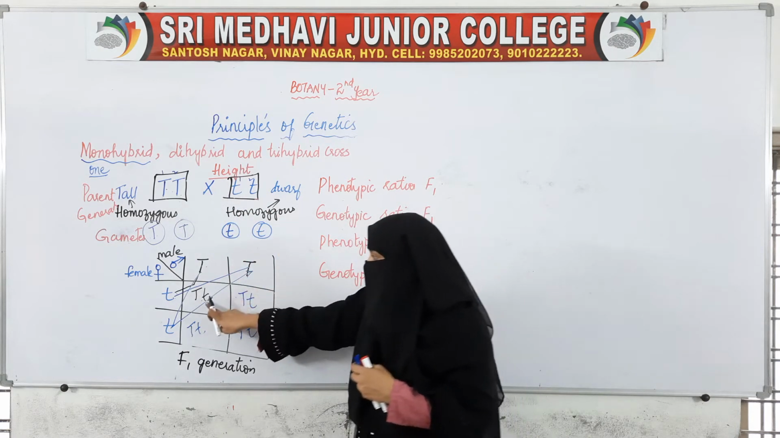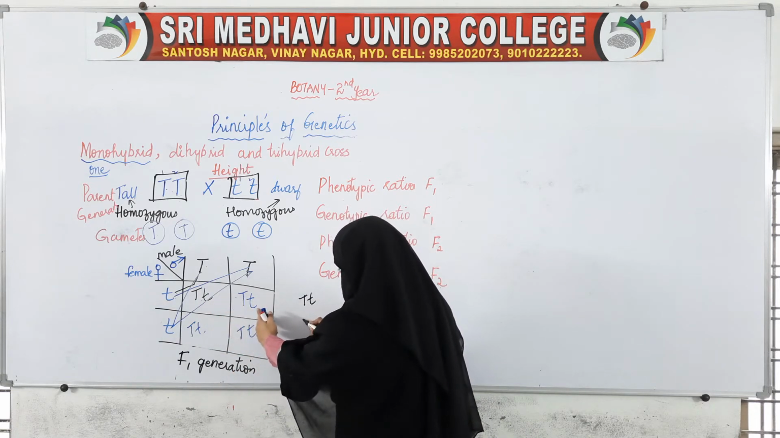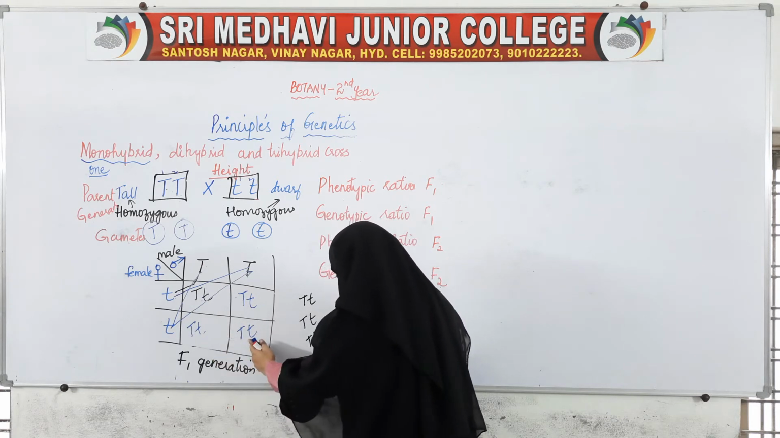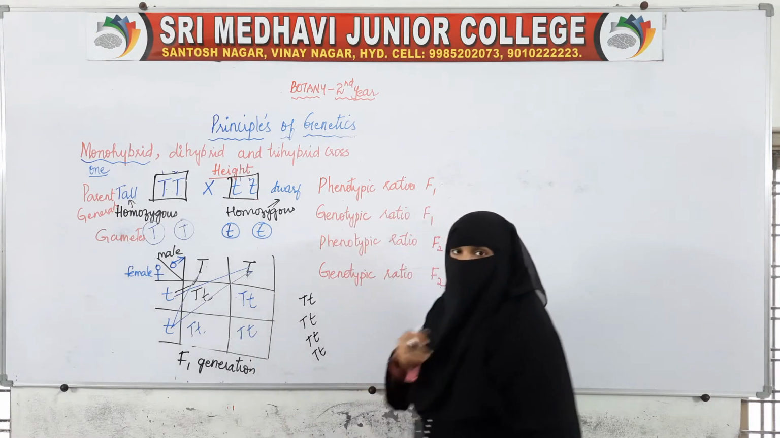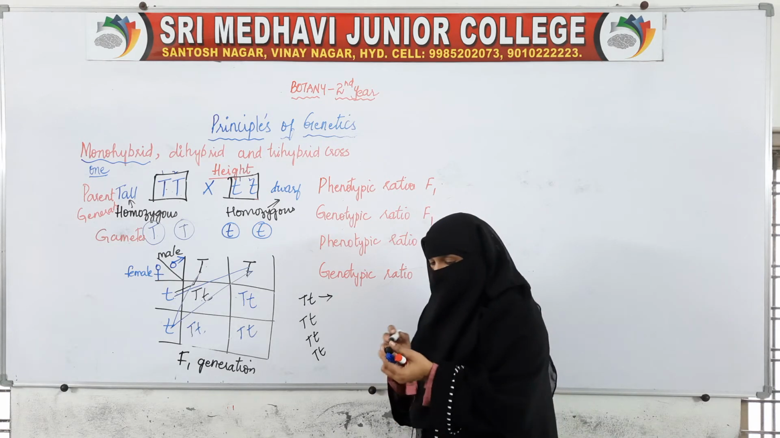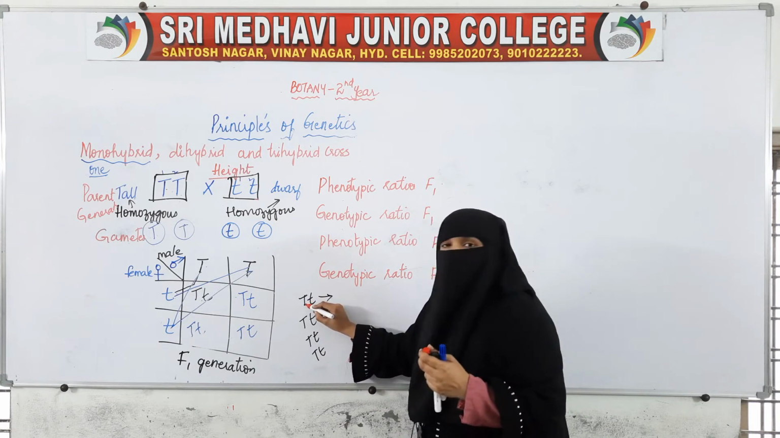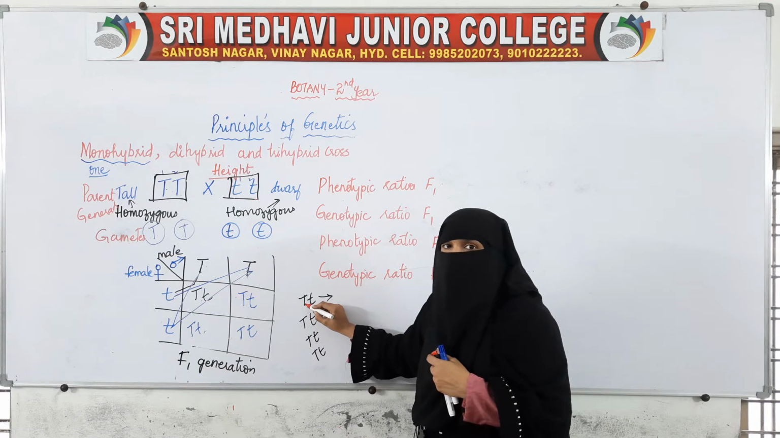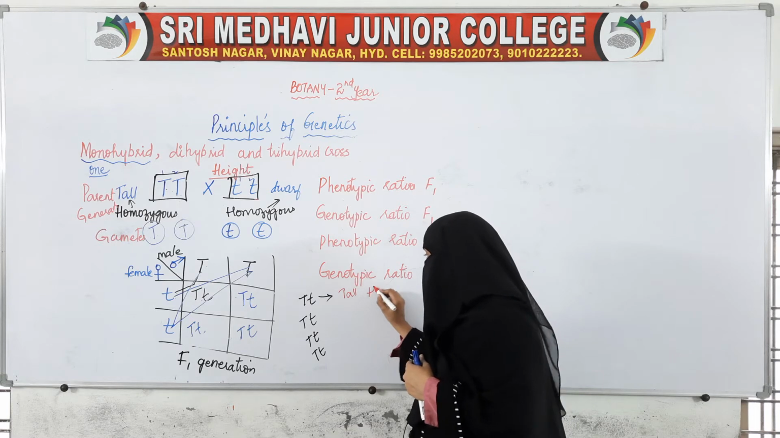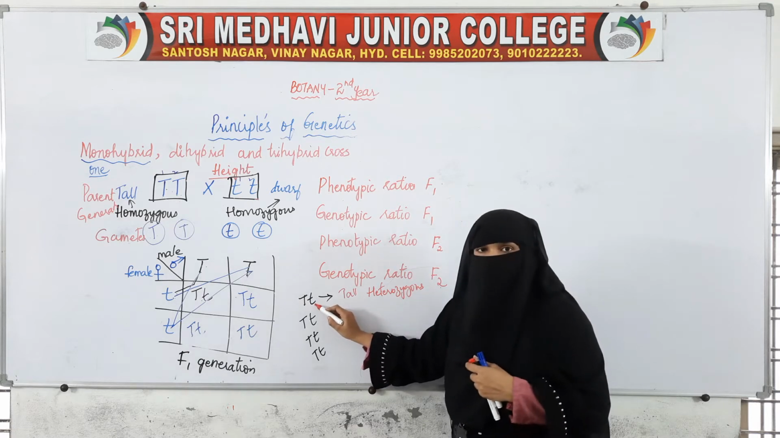So what are we getting? This is capital T, small t. Then this also capital T, small t. This also capital T, small t. This also capital T, small t. Now let us see how it appears if it has one capital T and one small t. The plant will show tall height because capital T is the dominant one. So this is also tall. Which tall? Heterozygous. Here this is heterozygous, tall.